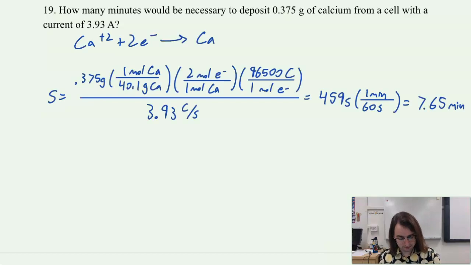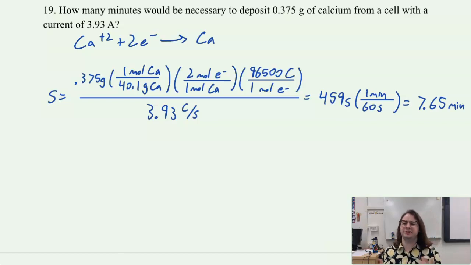Okay, so hopefully you were able to interpret from the problem that you were again looking for time. This time you were looking for seconds. So again, we use the same sort of equation that we made last time: seconds equal coulombs over amps. We want to start though by writing out the half reaction. So that's calcium 2+ plus 2 electrons gives us calcium.